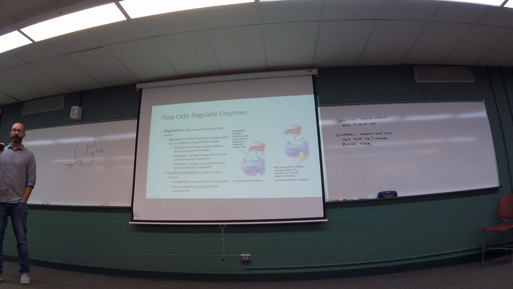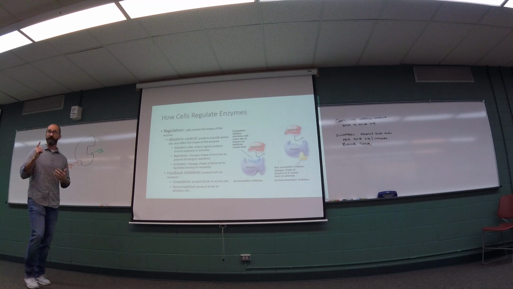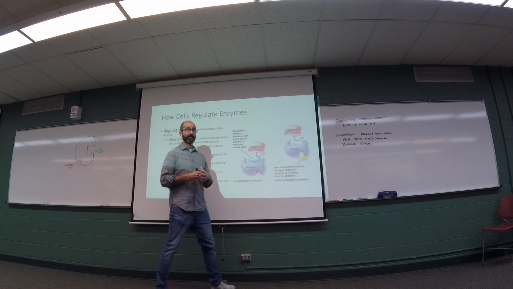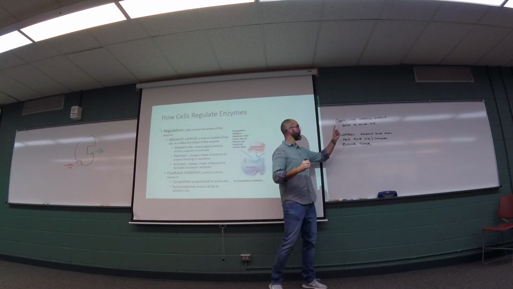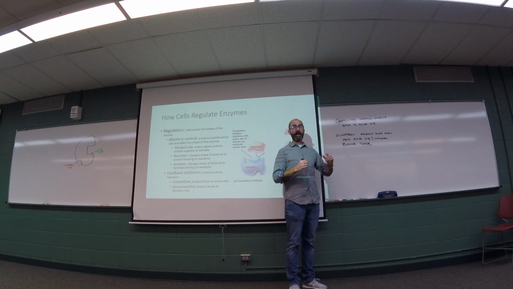Okay, so let's think about this hierarchically, right? We don't always want chemical reactions to be occurring. And there's a couple of ways that we can inhibit chemical reactions that are enzymatically controlled from occurring. And that control can either be competitive or it can be allosteric.